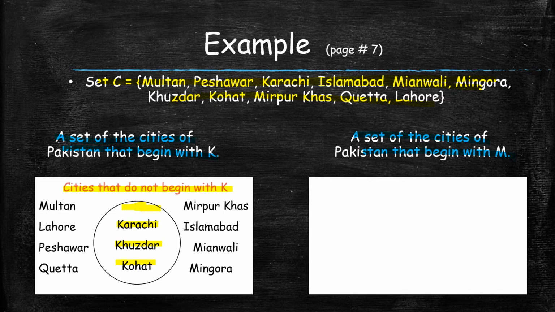Now similarly we'll make a Venn diagram on the set of cities of Pakistan that begin with M. So you'll write all the cities that begin with M inside the circle and all other names outside the circle.